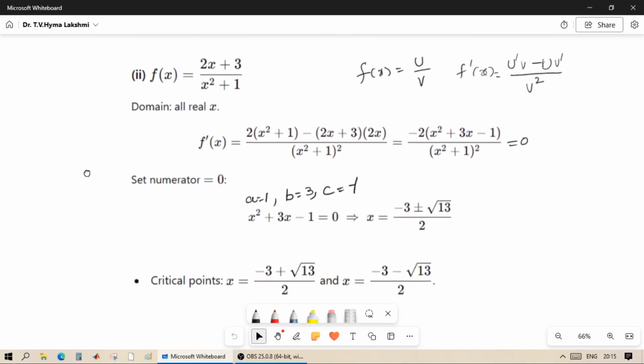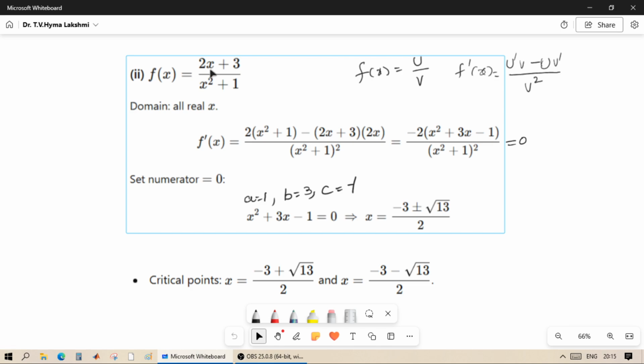Now let us see another example: f of x equals (2x plus 3) by (x square plus 1), and it is in the form of u by v. So the differentiation is (u dash v minus u v dash) by v square. The differentiation of u is 2, and the differentiation of the constant is 0. So it is 2 into (x square plus 1) minus (2x plus 3) into 2x, by v square, that is (x square plus 1) whole square.